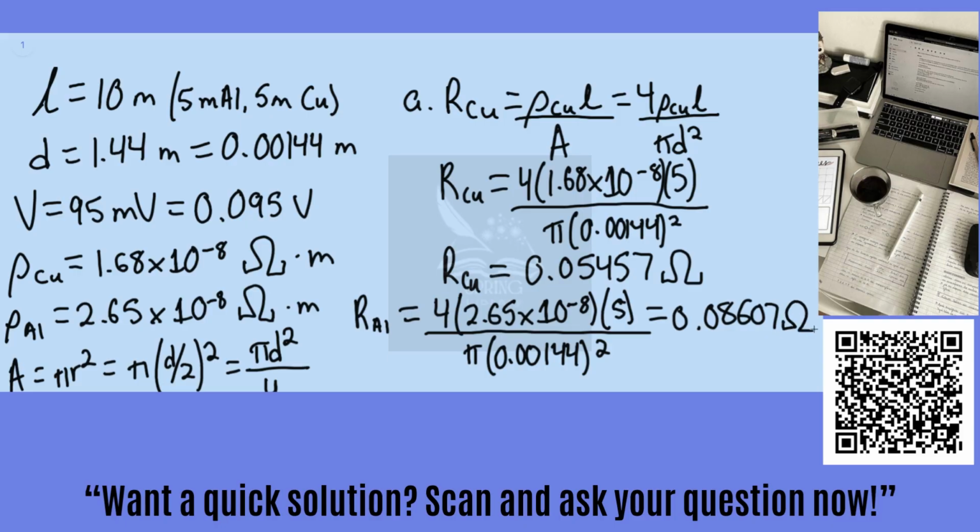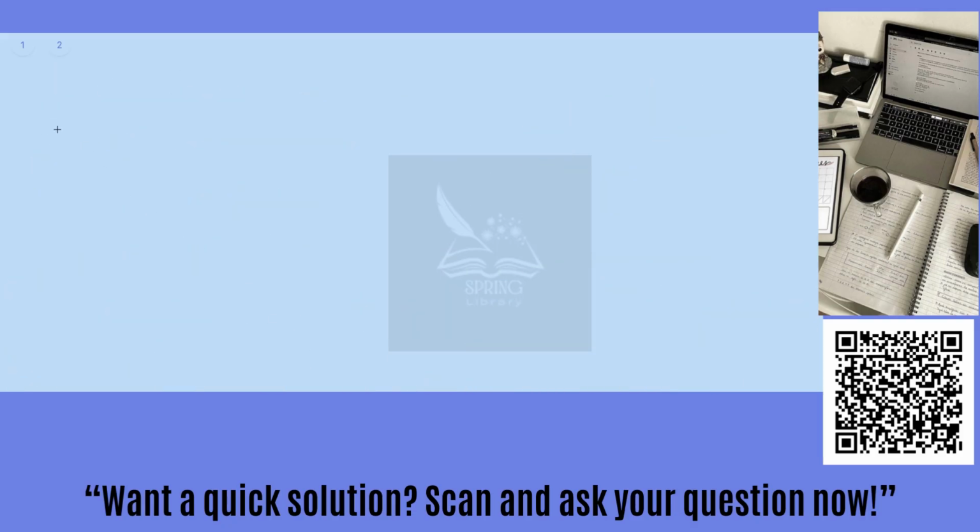ohms. And the total resistance simply equals the resistance of the copper section plus the resistance of the aluminum section, and this is going to equal 0.141 ohms. So this would be your final answer for part A. This will be the resistance of the entire length of the wire. Now for part B, part B is asking for the current.